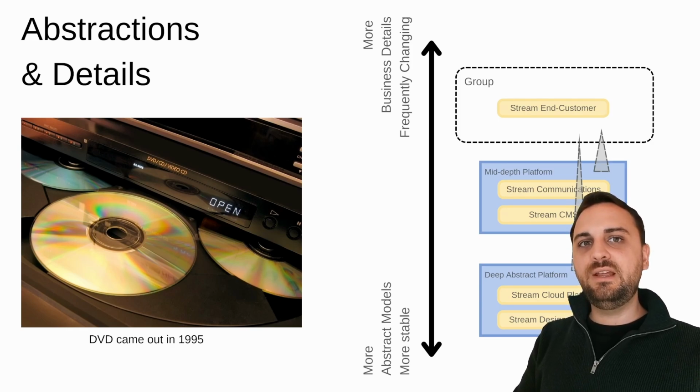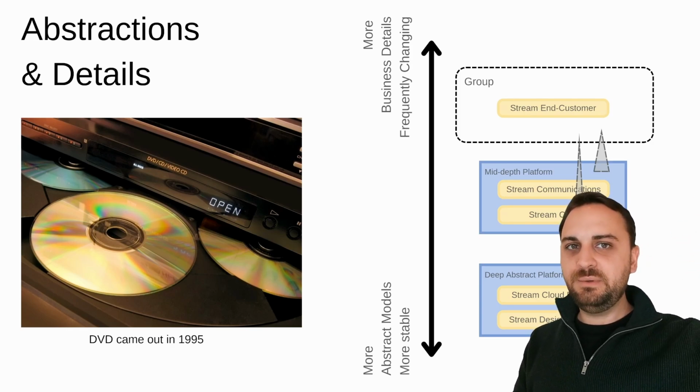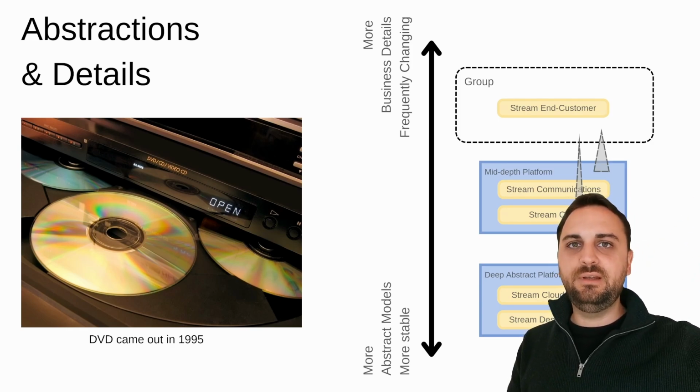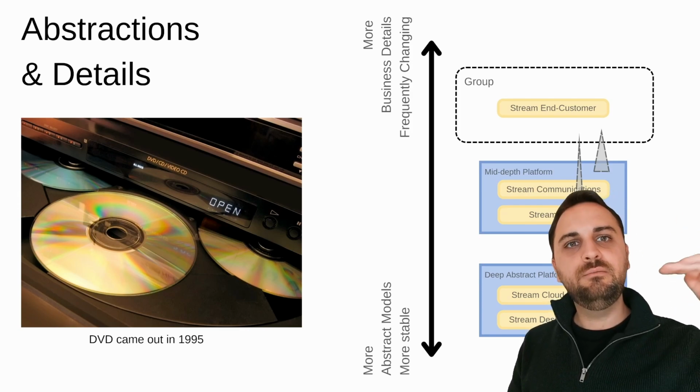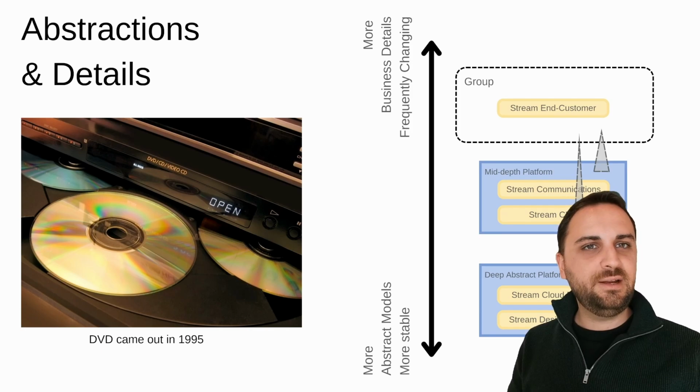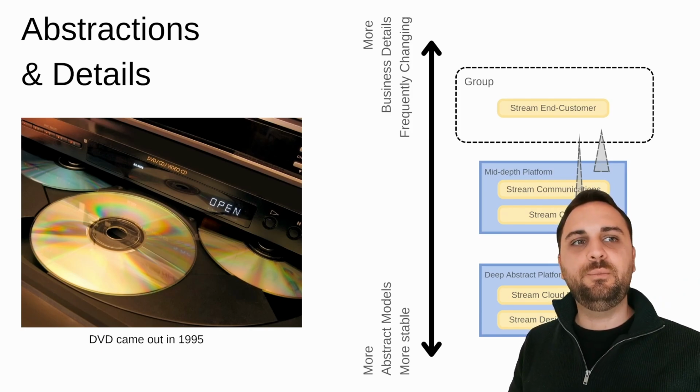It's important to say, you have the stack of very specific business details changing rapidly, less business details, more stable, more abstract. And so that's DVD, player, electric grid. If we're not designing it that way and you have to reach over and change something, something's wrong.